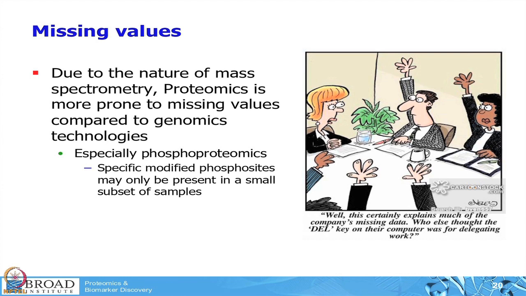So 10, 15 years ago, if you used an Affymetrix microarray to measure a sample, you would get a measurement for every single gene. There would basically be no missing values. But in proteomics, it's not possible because proteomics is stochastic. You are measuring things that fly in a mass spectrometer, and what flies once may not fly again. What flies in one sample may not fly for another sample. And so you tend to see a lot more missing values in proteomics.